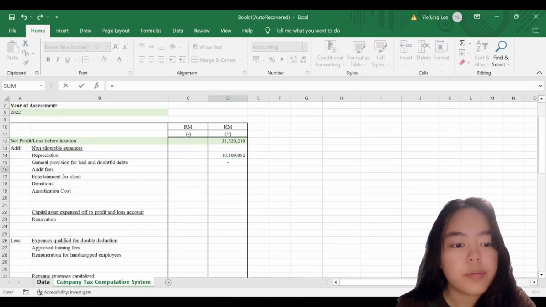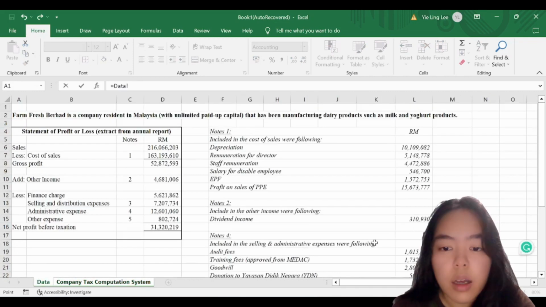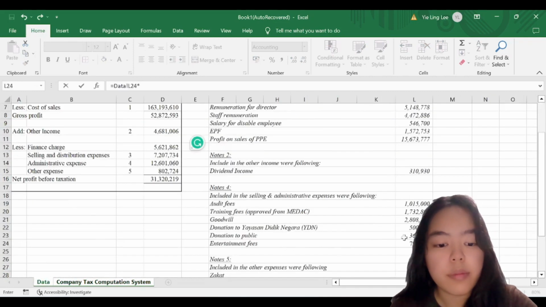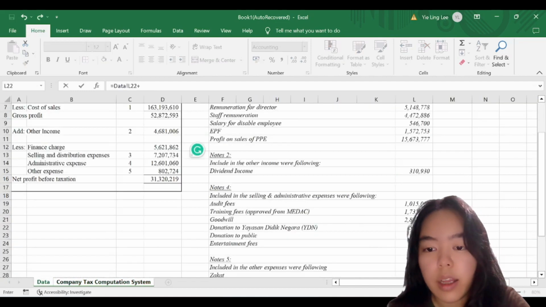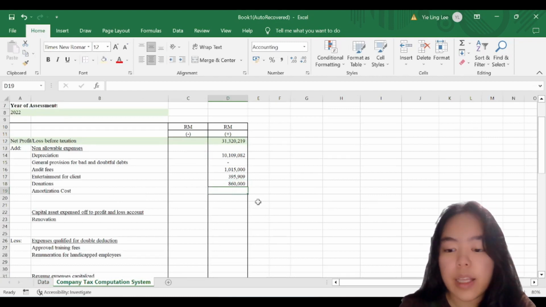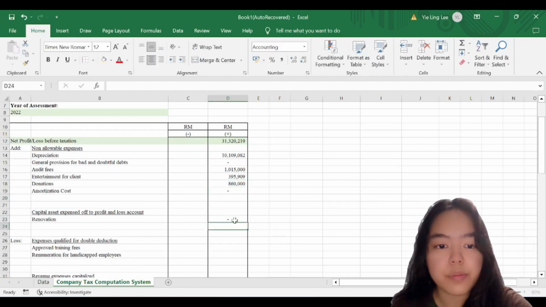Audit fee. Entertainment for client is 50% non-allowable, so I'm going to find the entertainment fees and multiply by 50%. So, donation, since I have two donations, I'm going to add both together. Amortized cost I don't have. Renovation cost I don't have either.